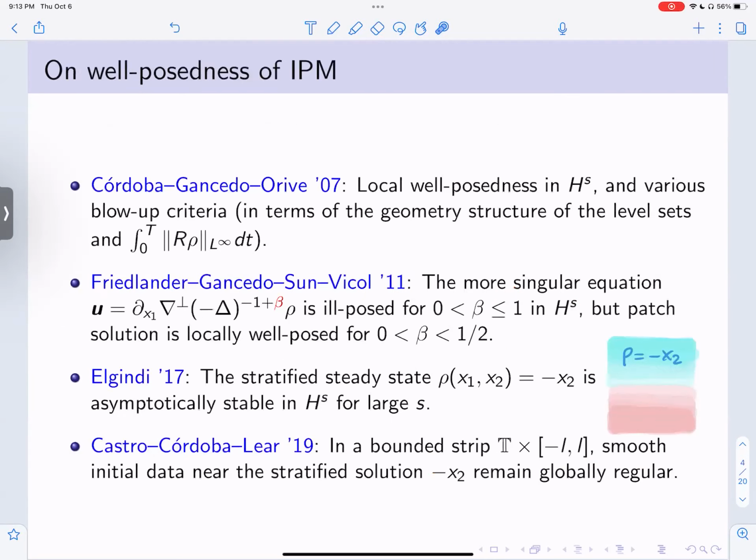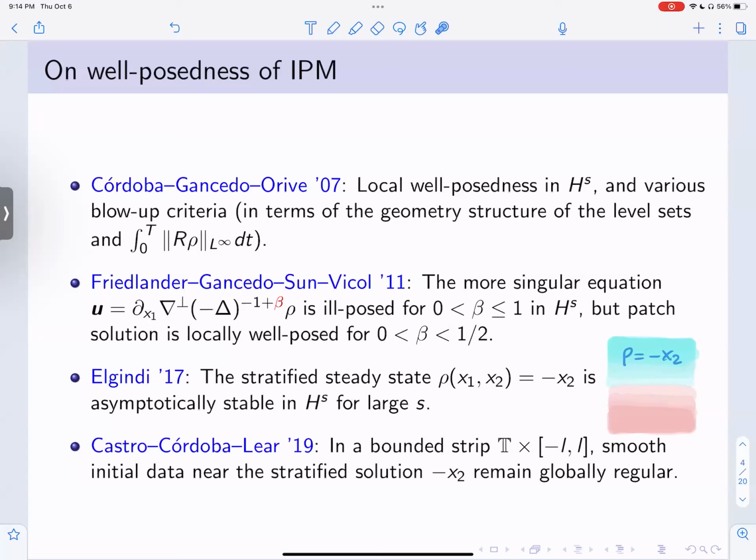Okay, so let me briefly review the previous well-posedness results for the IPM. Córdoba, Gancedo, and Orive established the local well-posedness of IPM in H^s for s bigger than a certain number. And they have also established certain blow-up criteria. Some of the blow-up criteria are more standard. For example, if the L infinity norm of gradient rho is bounded, then the solution will remain in H^s for all time.